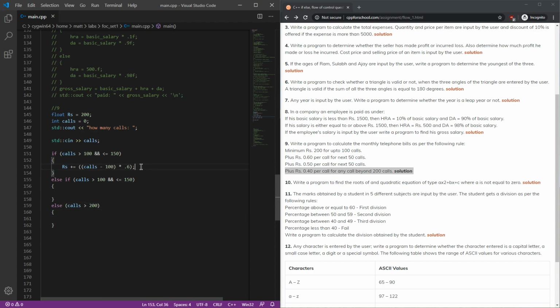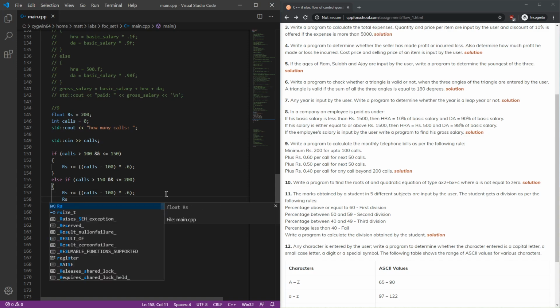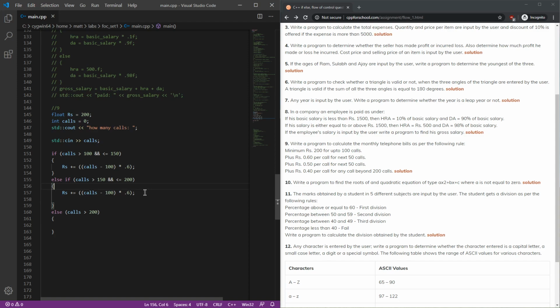All right. So if you're in between 100 and 150, you just get this 60 cents added per call up to 150. If you're over 150 and all the way to 200, then you're going to get another 50 cents added for each of these calls. So this original one still applies, and this new one, yeah, let's see, we just have to make a more complicated calculation basically.